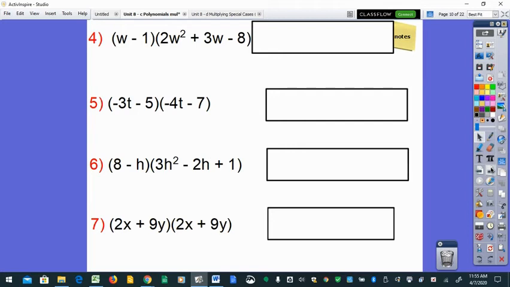Okay, there are 4 more for you to try. So one more time, let's pause that video and we'll come back and see how you did. Okay, so here comes our first binomial times a trinomial. So the w has to be multiplied by each of the 3, and the negative 1 has to be multiplied by each of the 3.